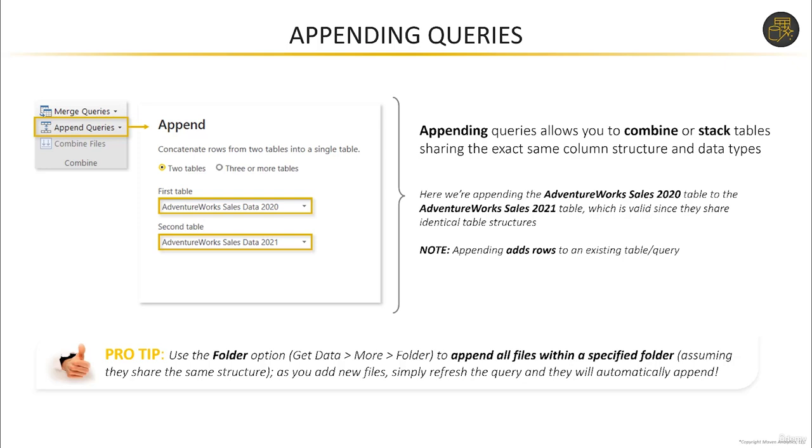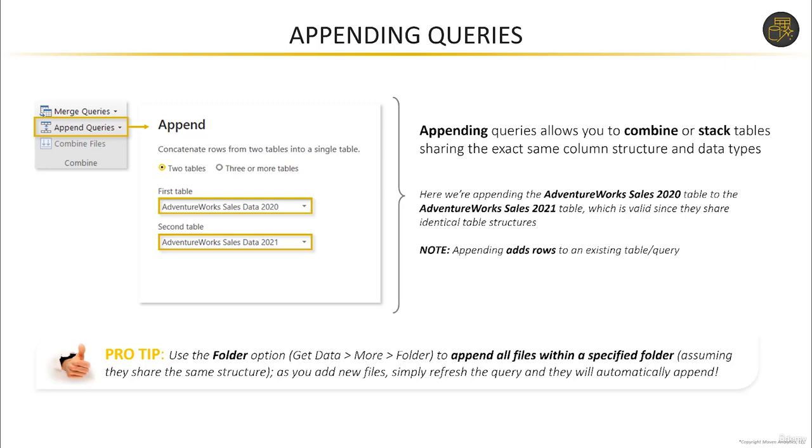So a pro tip here that I want to share with you, and we'll actually dive into this with the demo in the next lecture, is to use the folder option from the Get Data menu. What this lets you do is point Power BI to a folder containing as many files as you choose, which allows you to append all of them at once, assuming that they share that same structure. And the beauty of it is that over time, if you add new files or remove files, simply refreshing that connection will automatically append any new data that's shown up within the folder. So it's a really powerful option that we'll dive into within the next video.